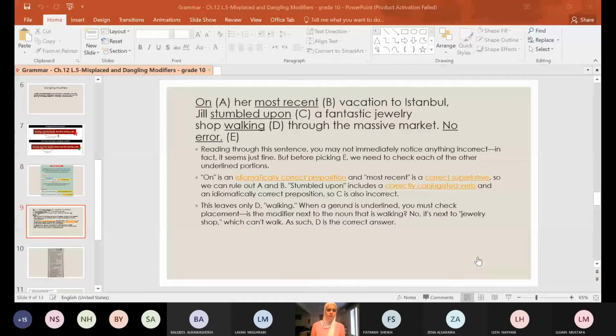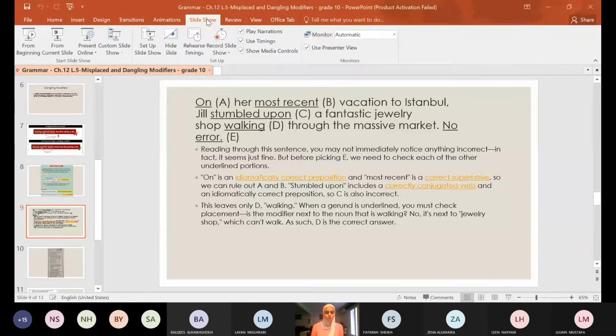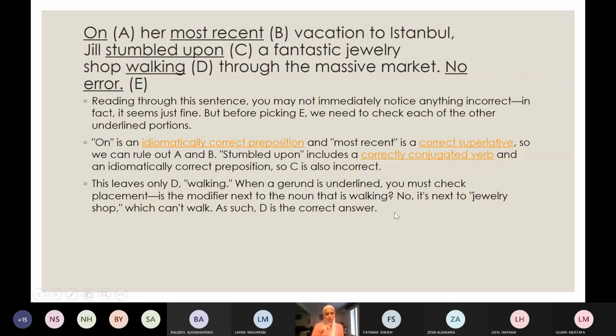Okay, I'm back. Here, jewelry shop walking. The jewelry shop was walking? No. Why, teacher, the jewelry shop? You said that walking, because walking here is close to jewelry shop, not to her. And her is the one that should be walking, not the jewelry shop. So here, walking is wrong.